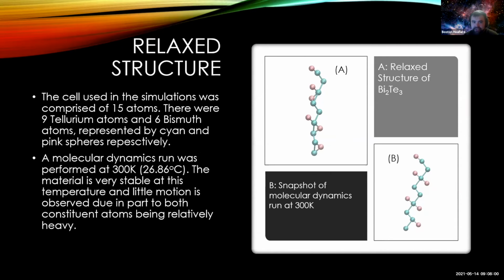So after the relaxation, these were the structures that I got. The first image is the structure relaxed at 0 Kelvin, and the second image is a snapshot of the molecular dynamics run at 300 Kelvin. In that run, there's very little motion observed in the system because it's at a relatively low temperature, and all of the constituent atoms are relatively heavy, so they don't move around that much, and it's a stable configuration.